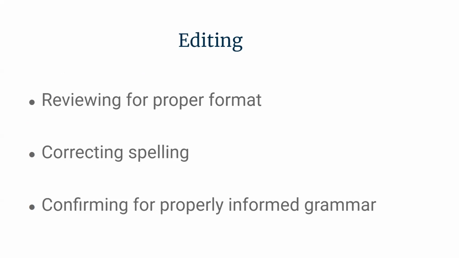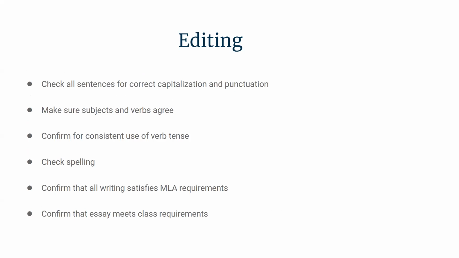Once you've got that completed, now we're going to start editing. So when we edit, we review for proper format, we make sure that our spelling is correct, and we confirm for properly formed grammar. So this is where we're going to check all the sentences for correct capitalization and punctuation, make sure that subjects and verbs agree, confirm for consistent use of verb tense, check for your spelling, confirm that all writing satisfies MLA requirements or whatever requirement it is that you are writing in, and confirm that the essay meets all class requirements. So this is where you really want to read over your rubric, make sure that you didn't accidentally miss something. I also highly suggest that you take a moment during this point and read it back to yourself or to someone else to make sure that it all flows smoothly.